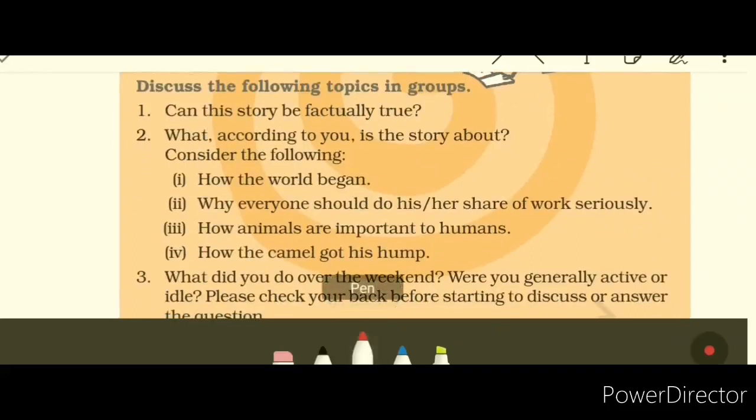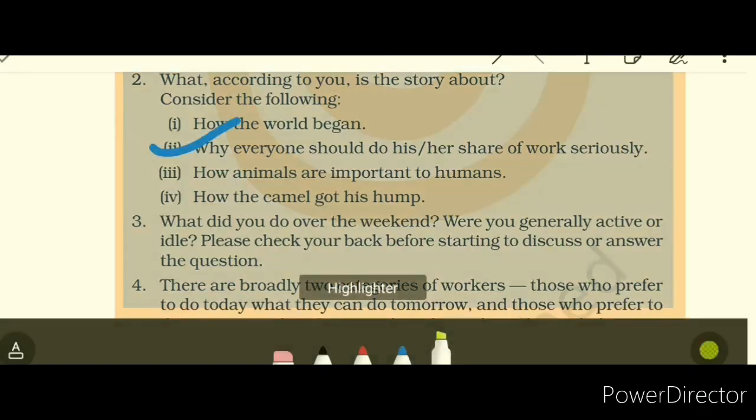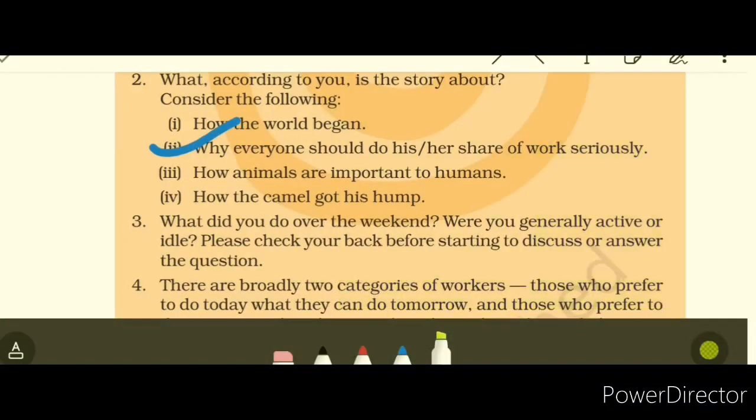Question number 2. What, according to you, is this story about? Consider the following. How the world began? No. Why everyone should do his or her share of work seriously? How animals are important to humans? How the camel got his hump? This is the point, class. No, not at all. So which one? Obviously, why everyone should do his or her share of work seriously. This is the answer. Roman number 2 is what we are talking about. This is the correct answer. The story is about a sense of responsibility. We should do our work seriously. Okay, simple. Moving on to next.